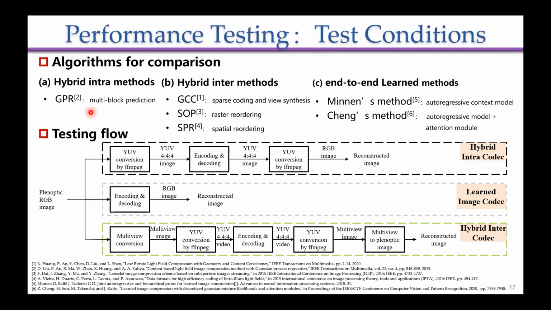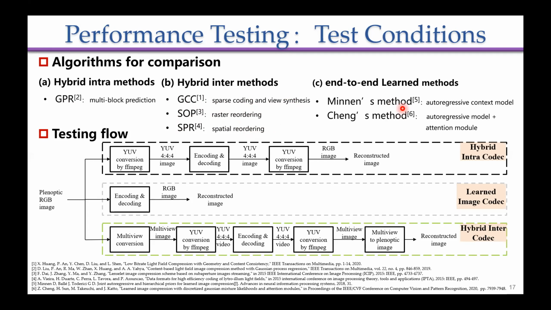This one is the intra prediction using the hybrid architecture. They used Gaussian regression to do the prediction. These 3 are using the inter coding tools in HEVC or VVC. These 2 generate a pseudo video by reordering the subaperture images. This one does multi-view prediction: it compresses some key SAIs and then uses view synthesis to generate the other SAIs.